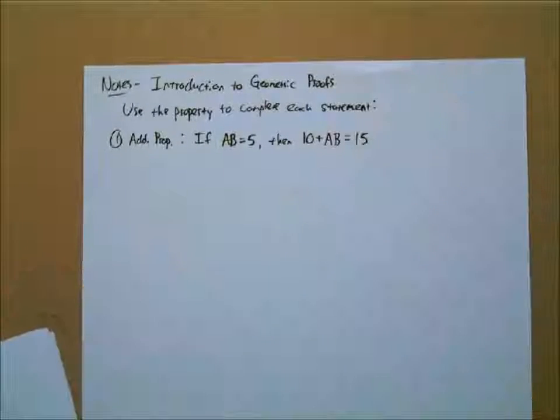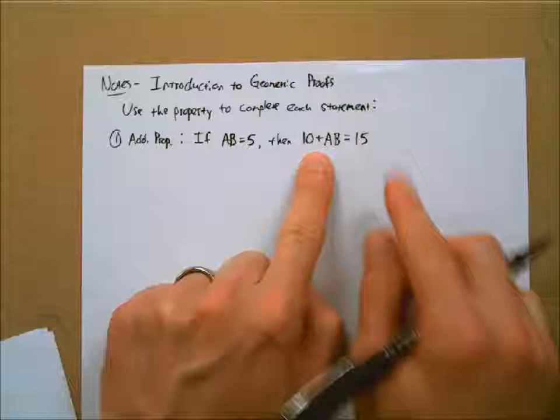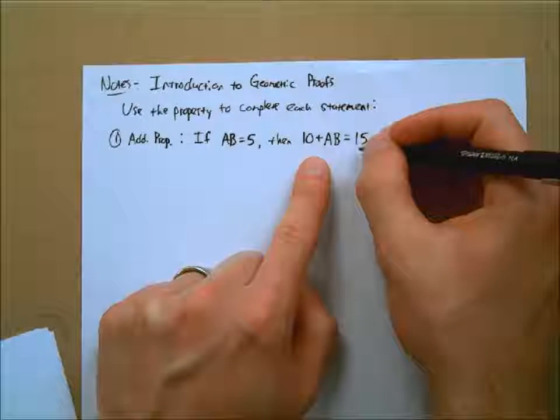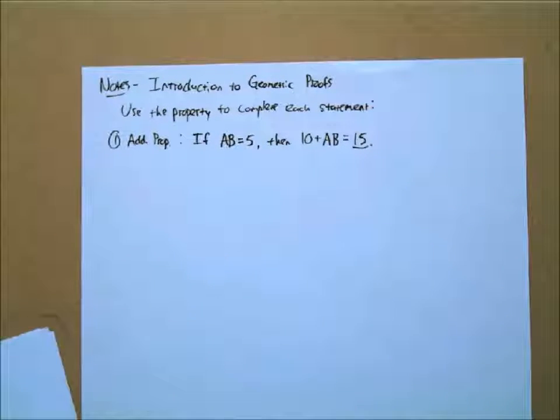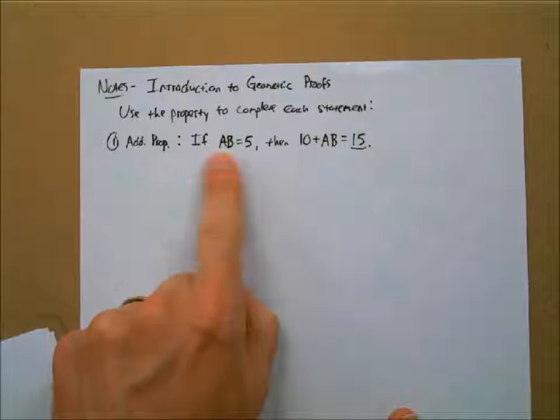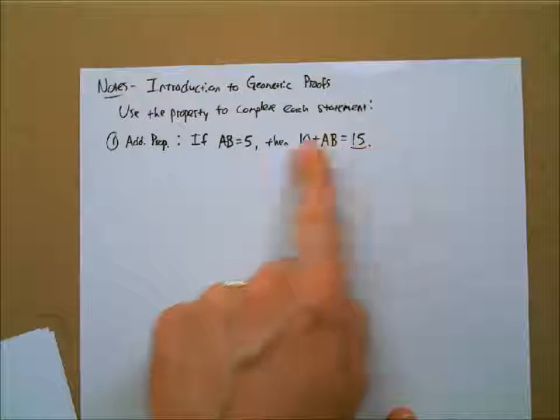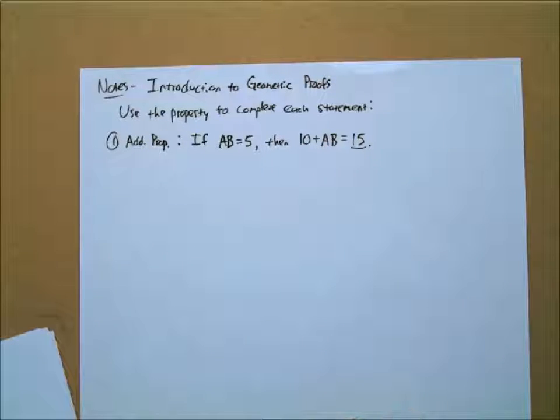Right? We're adding 10 to each side there. 10 was added to AB, so over here on this side, 10 was added to 5, and we get 15. So that's our answer there. That's the addition property. We start with an equation, and adding the same thing to both sides still results in a true statement.